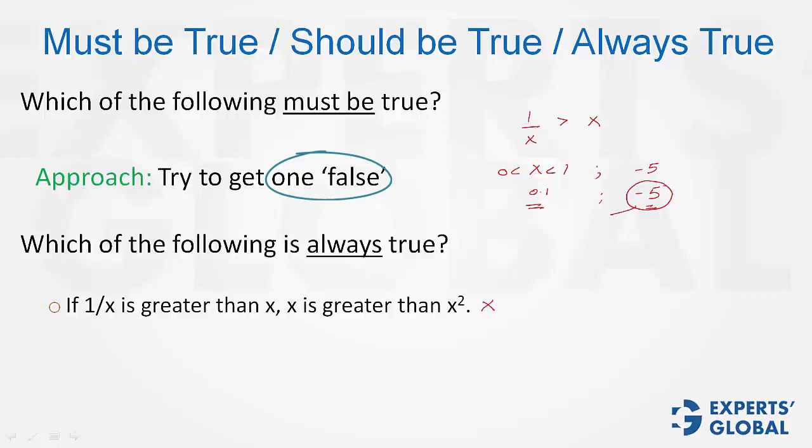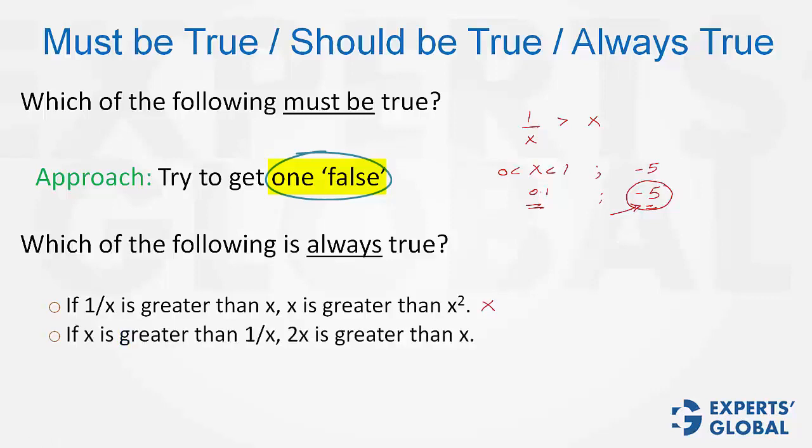Once again, the approach is that we try to get just one case where we are able to say that a statement is false. We eliminate that answer choice and we move on. When we are not able to get even one case, it means false is not possible. The statement is going to be always true.